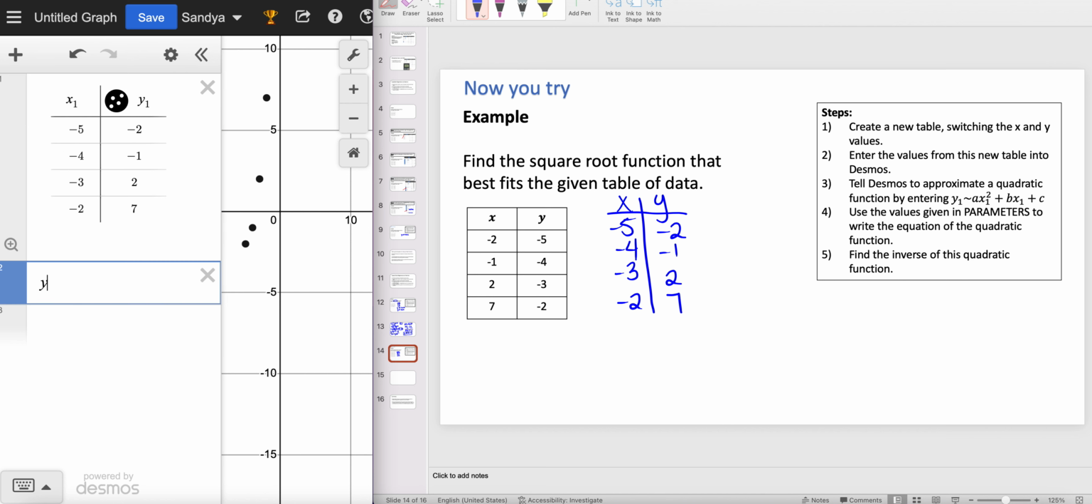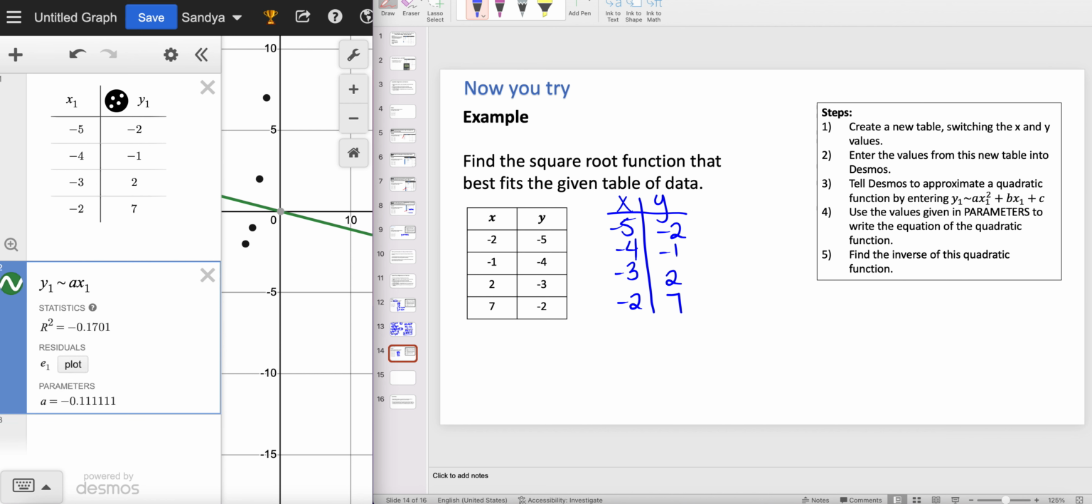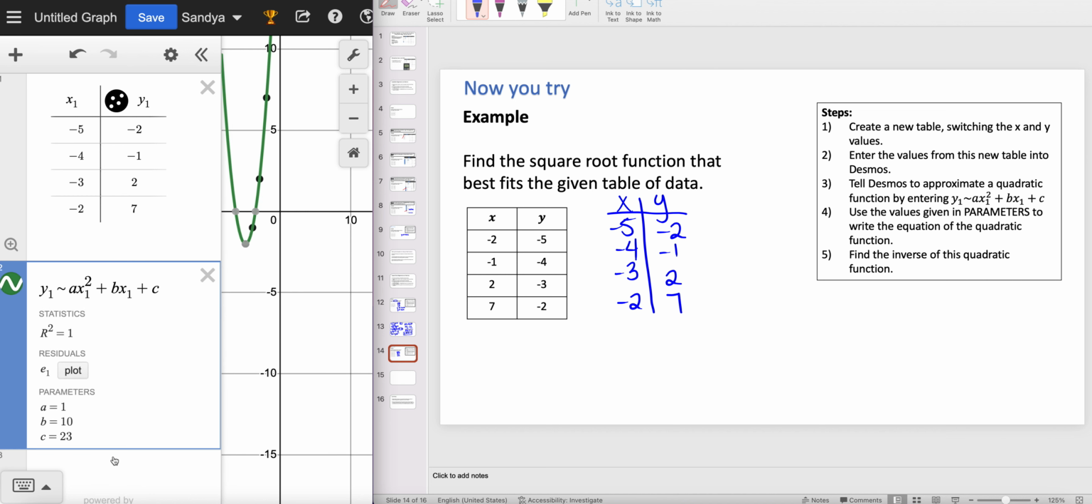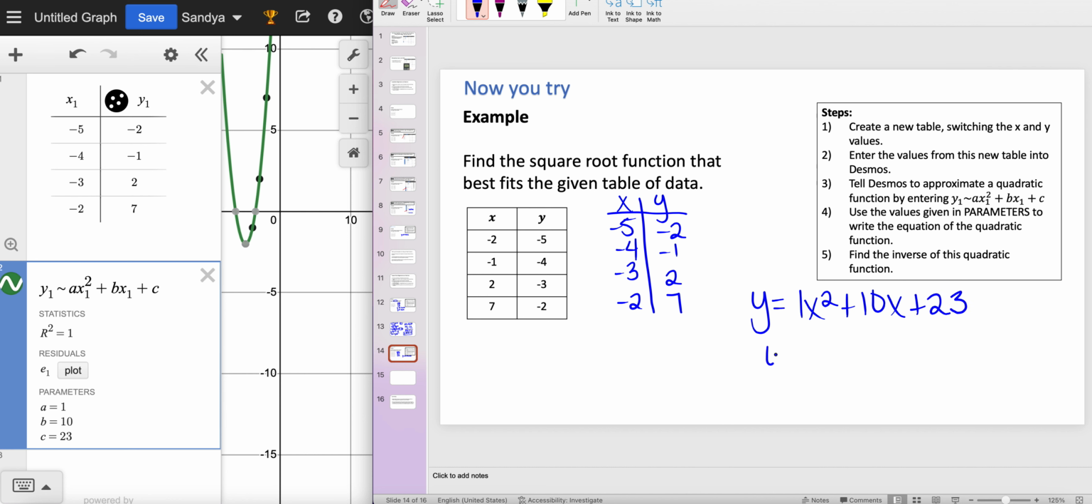And then I'm going to write my quadratic: y1 is approximately ax1 squared plus bx1 plus c. Okay, so now I have my quadratic, which is y equals 1x squared plus 10x plus 23. So that is y equals x squared plus 10x plus 23. Now this is my quadratic, but I'm not interested in finding the quadratic, right? I need the square root function.